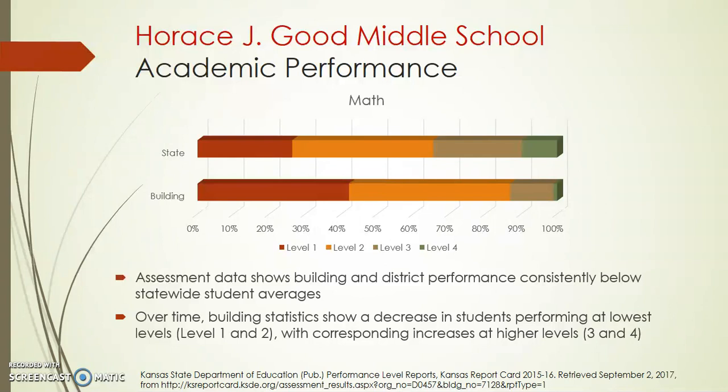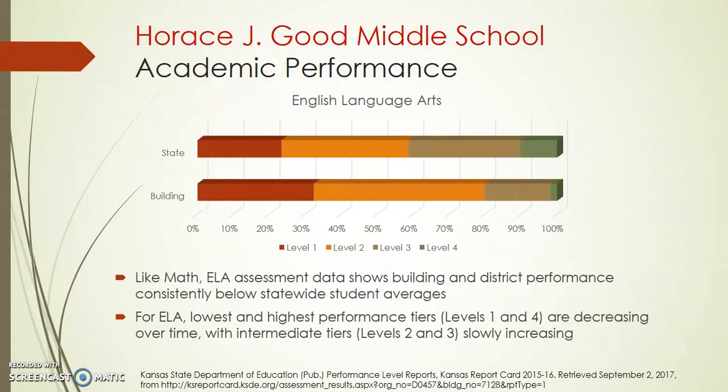Over time, our building is showing a decrease in students who are performing at these lower 1 and 2 levels, with corresponding increases at the higher levels of 3 and 4. But as you can see from the bar graph, we have a lot of ground to make up. In ELA, they're seeing similar kind of performance statistics. We have a greater number of students performing at levels 1 and 2 than the statewide averages, and a lesser number of students performing at the higher levels 3 and 4.